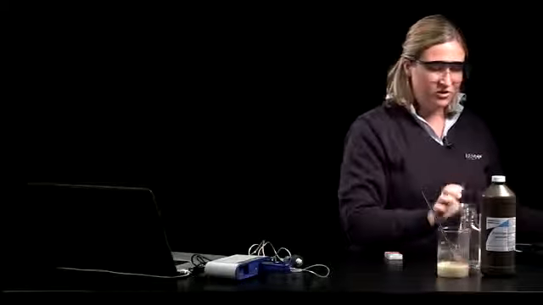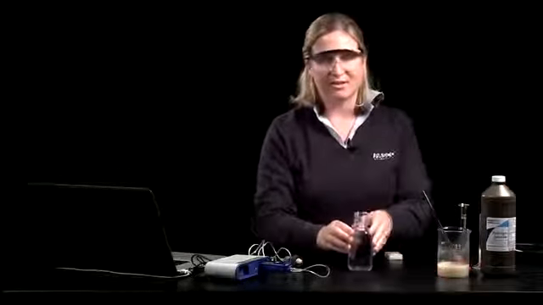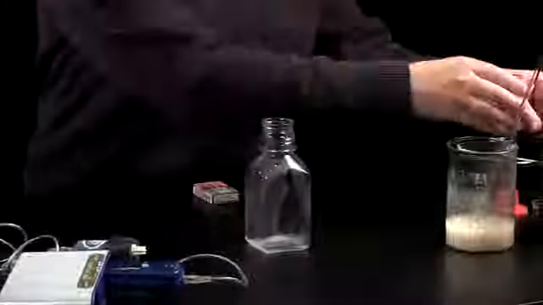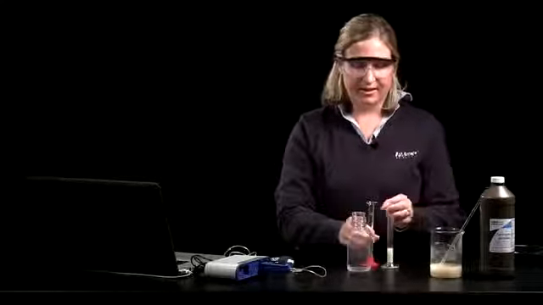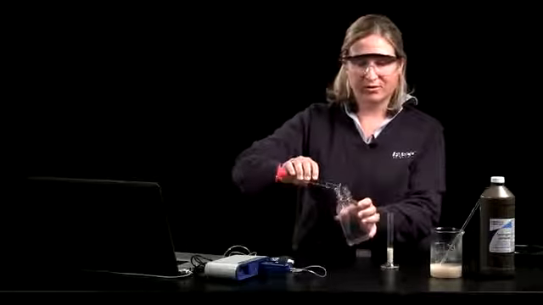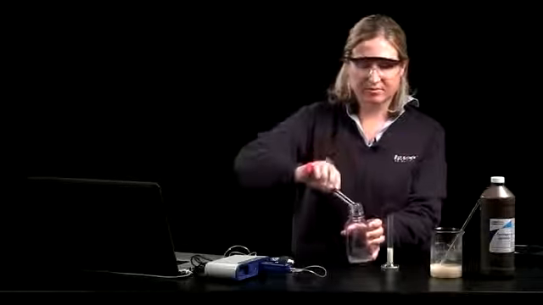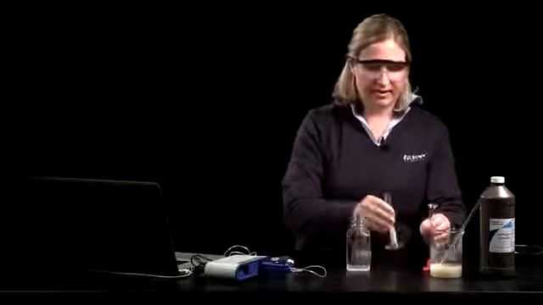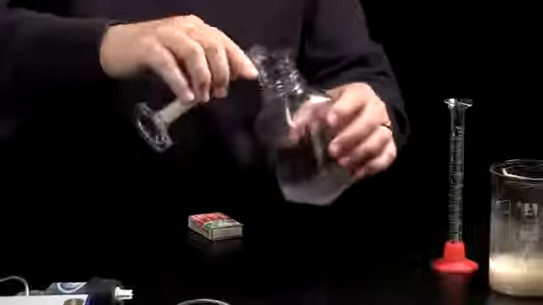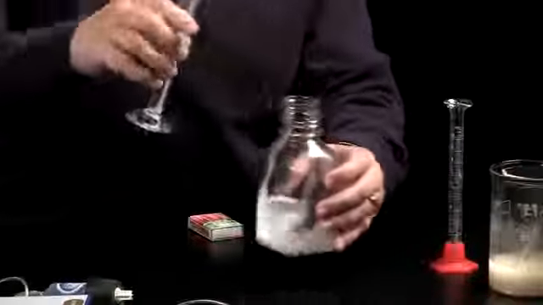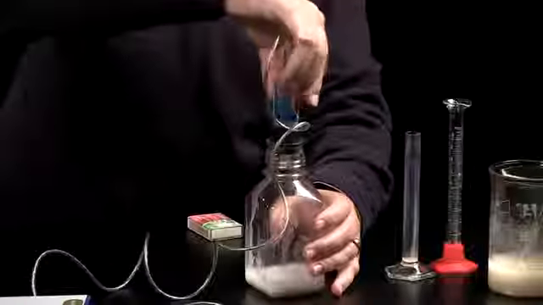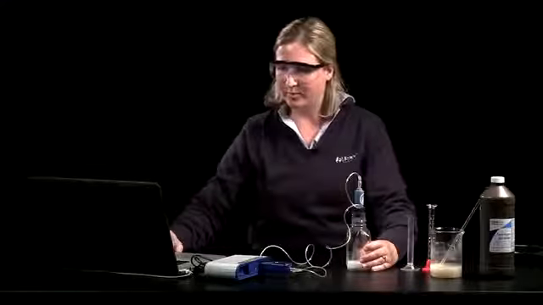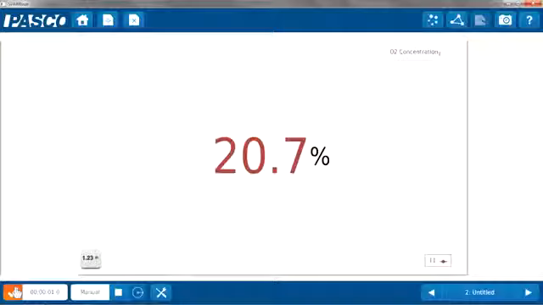For these experiments, you can use the sampling bottle that comes with the oxygen gas sensor and small volumes of hydrogen peroxide and yeast. And they can add hydrogen peroxide to the bottle first, and then add their yeast suspension containing the enzyme catalase. Give it a quick swirl. Just set the oxygen sensor very loosely inside the opening of the bottle. I'm going to start data collection.